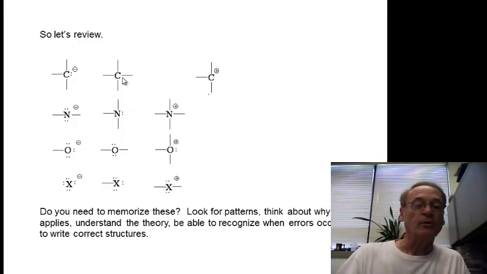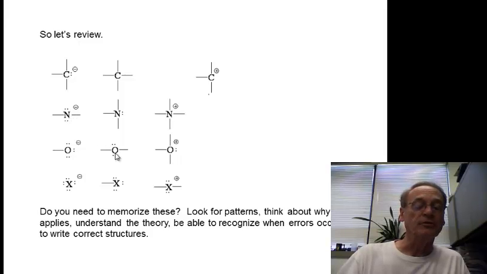Carbon, when it has 4 bonds, is the correct valence, so it's neutral. Nitrogen, when it has 4 bonds, has 1 less electron than it should have, nitrogen being a valence of 5, therefore it's positive. Carbon, when it has 3 bonds and a lone pair, is negative. Nitrogen, when it has 3 bonds and a lone pair, is neutral because it has the correct valence. Oxygen, when it has 3 bonds and a lone pair, is positive because its valence is 6 and it only has 5. Similarly, nitrogen with 2 bonds and 2 lone pairs is negative.